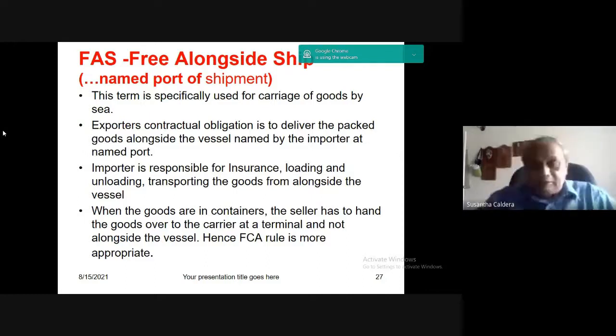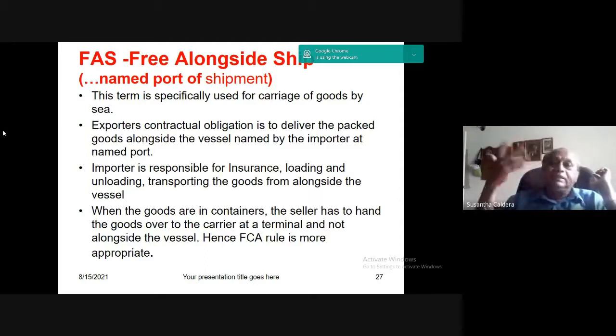Then again, FAS place is origin, right? The origin here is the named port of shipment. This term is specifically used for carriage of goods by sea. The exporter's contractual obligation is to deliver the packed goods alongside the vessel named by the importer at the named port. The importer is responsible for insurance, loading and unloading, and transporting the goods from alongside the vessel.